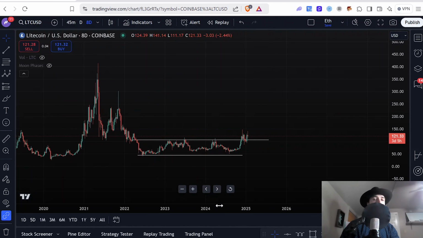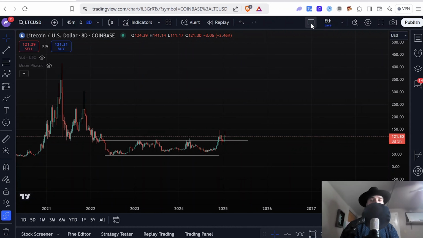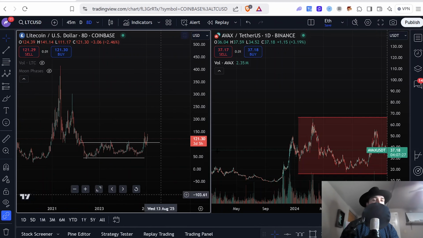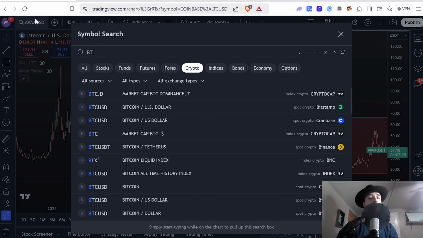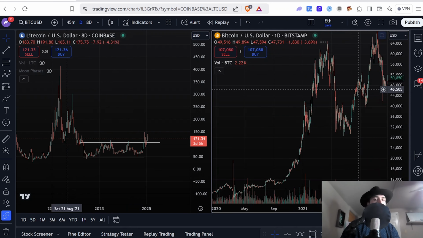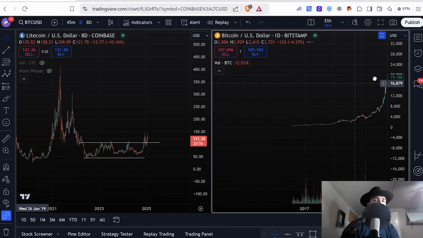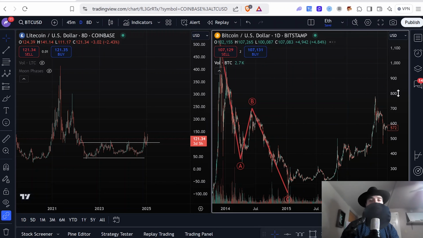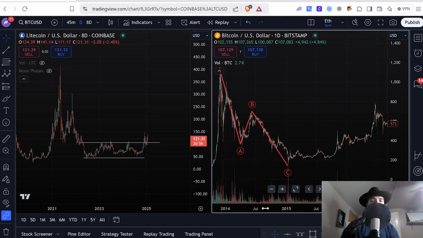This is exactly what happened to Bitcoin back in 2016 when Bitcoin broke out of resistance and started its bull market and led to the 2017 bull market, which was one of the biggest Bitcoin bull markets in terms of percentage gain and hype and excitement in the markets that Bitcoin had ever seen.